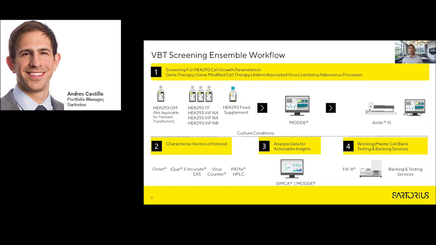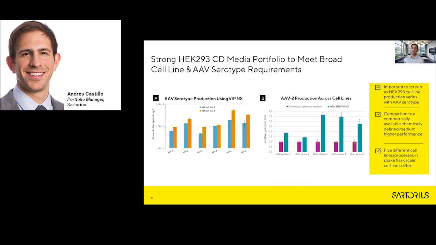When we want to connect some of that bioanalytical equipment I mentioned earlier, we can use the SIMCA multivariate data analysis software to connect them. And so if you are running, for example, high throughput flow cytometry on the IQ3, you'll be able to connect that data and generate those insights. And finally, obviously, the ultimate goal within this process is to achieve those working and master cell banks. And so we have the Fillit system and our testing services that really enable this. And so now I've gone over the overarching view of the Screening Ensemble, and I'm really happy to pass it over to my colleague Shania, who's going to go through some of this data.